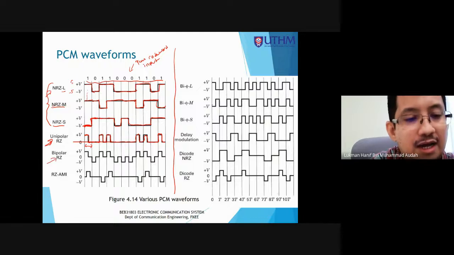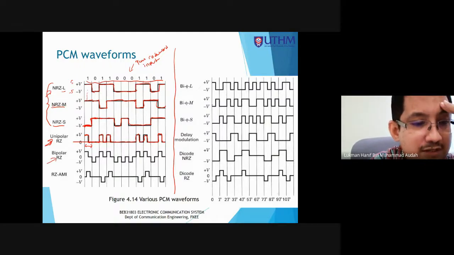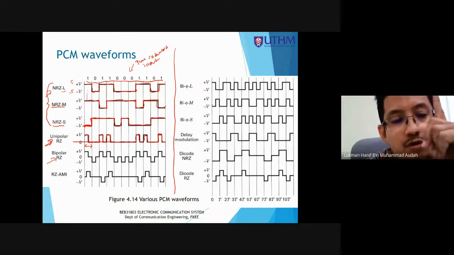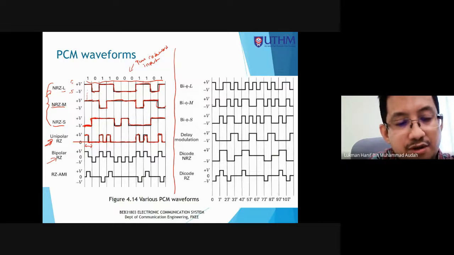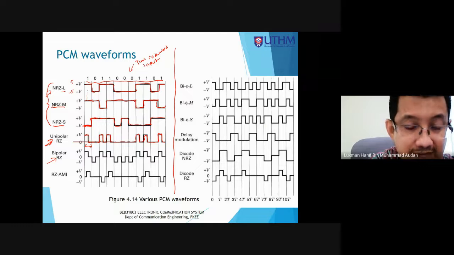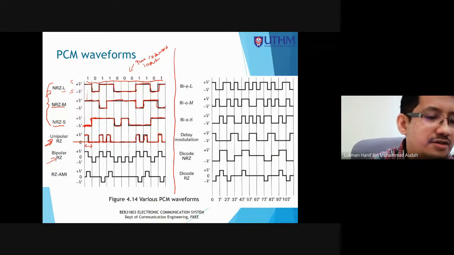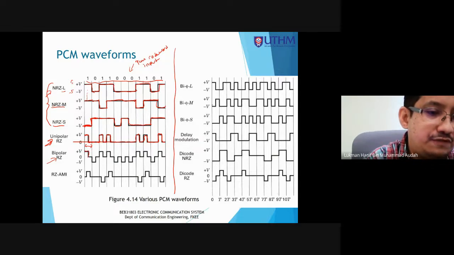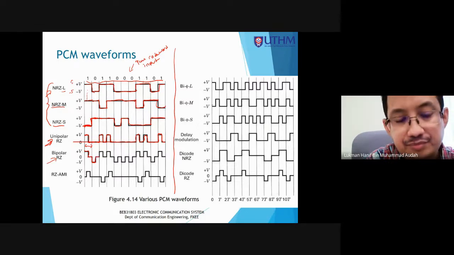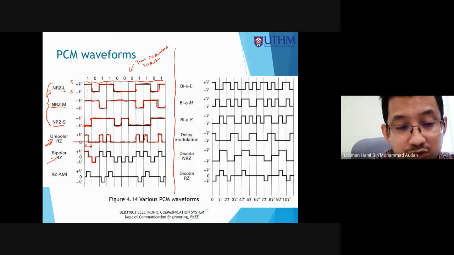And then bipolar RZ. Bipolar RZ means that input logic 1 will produce output positive and return to 0. Input logic 0 will produce negative voltage and then return to 0 again. So both inputs will return to 0. Okay, so kalau you lihat di sini, input logic 1 positive return to 0. Input logic 0 will produce negative output, return to 0. Separuh masa bit akan digunakan untuk return to 0.